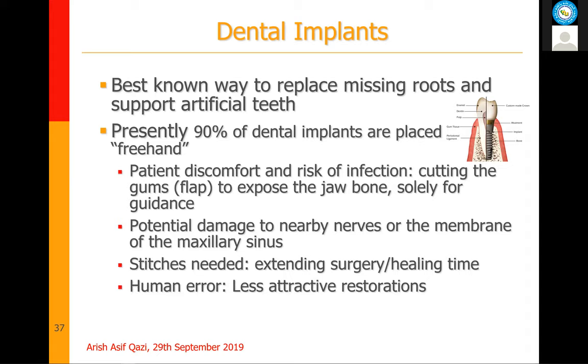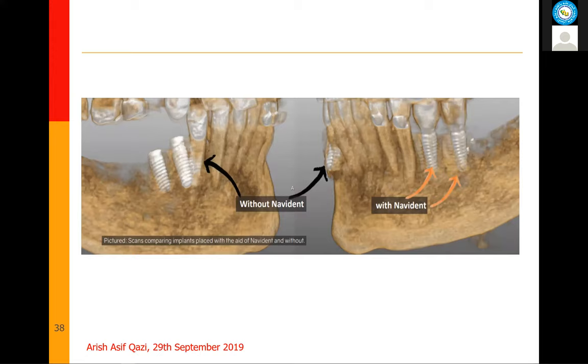These were four implants that were placed in a patient, two without Navident and two with Navident. You can see that the ones without Navident are actually extruding outside the bone. And this is not good because it leads to much less aesthetically pleasing restorations.